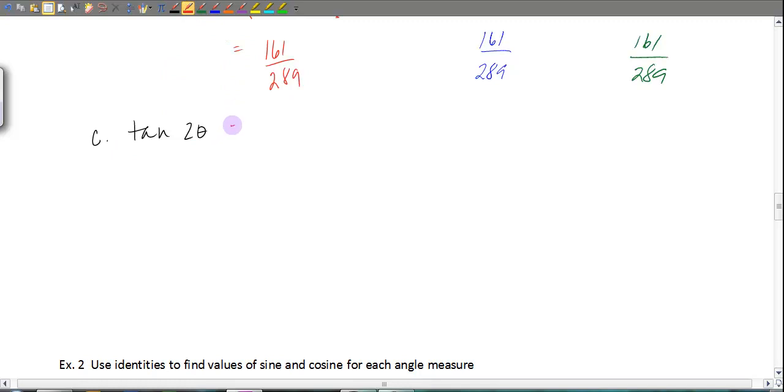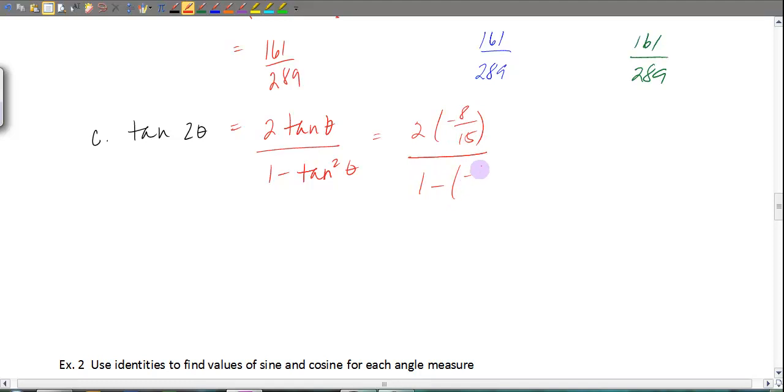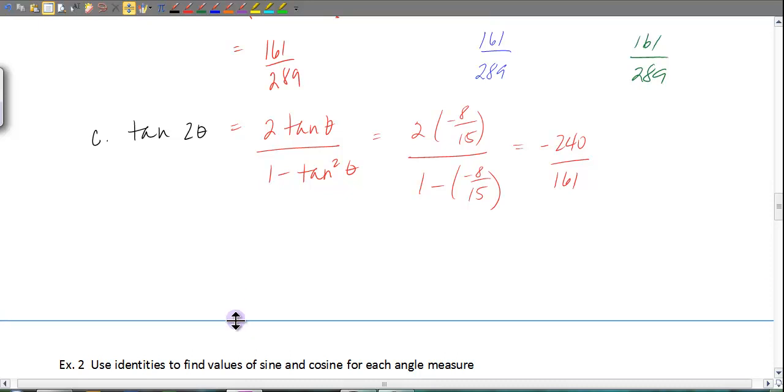Now remember that the tangent of 2 theta looks like 2 tan theta over 1 minus tan squared theta. Now we calculated tan theta to be negative 8/15. And that's 1 minus negative 8/15. No matter what your process is for putting that into the calculator, you should end up with an answer that's negative 240 over 161. Okay, so those are your answers for that particular problem.